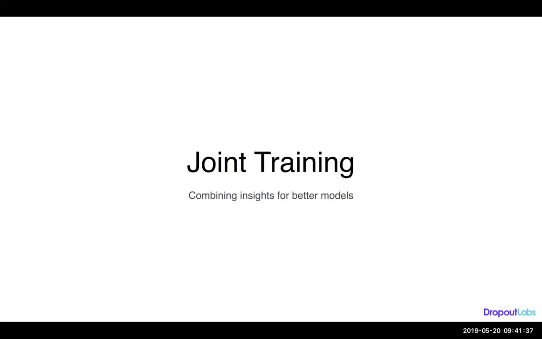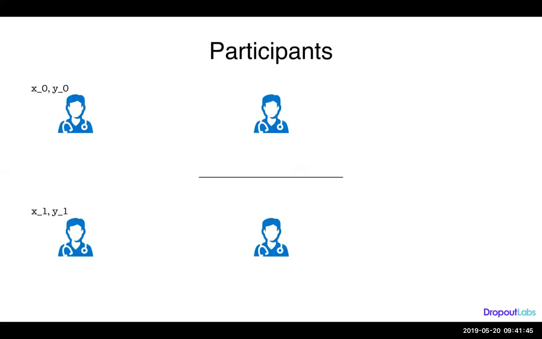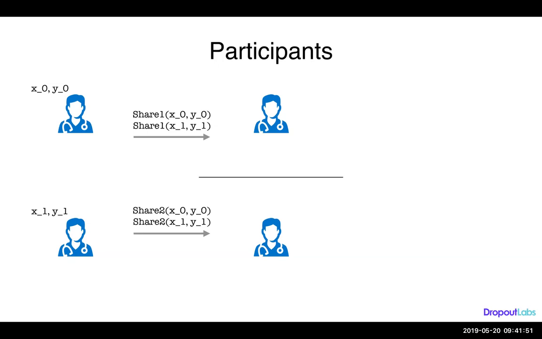And then finally, we can also do joint training. So we can have several parties coming together, training on their joint data, but without leaking or revealing any of this data to the other parties. So let's say we have two experts or specialists in this case. They each have a training set. They now send shares of this training set to each other. They do a computation together and they arrive at some weights for a model.